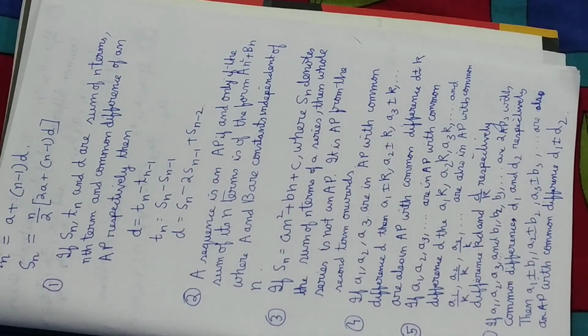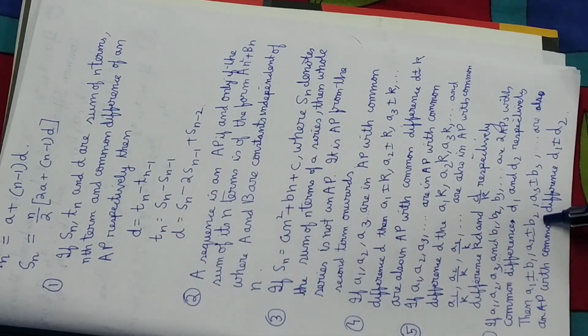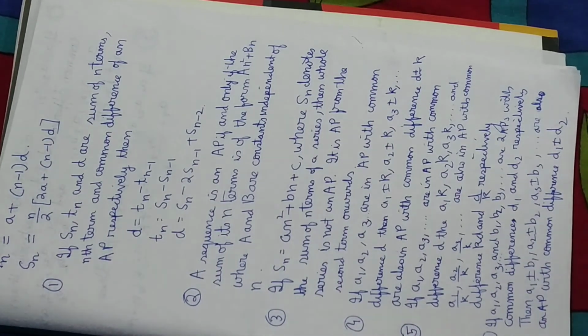The sixth property says, if A1, A2, A3 and B1, B2, B3 are two APs with common difference D1 and D2 respectively, then A1 plus minus B1, A2 plus minus B2, A3 plus minus B3 are also in AP with common difference D1 plus minus D2. I think I said B and B both, but it will be B1 and B2. Sorry.